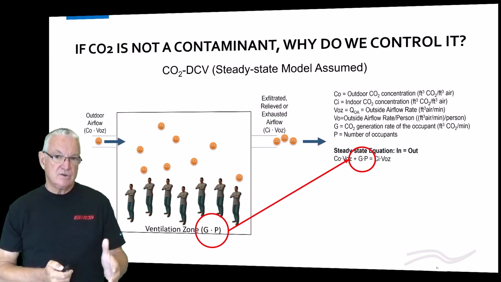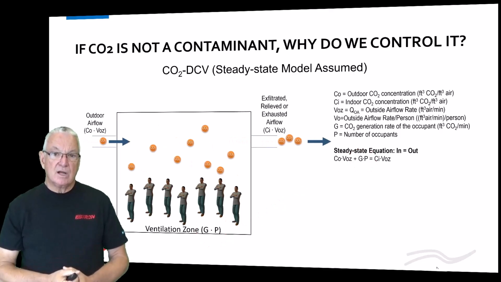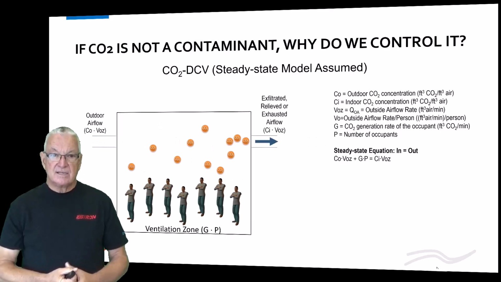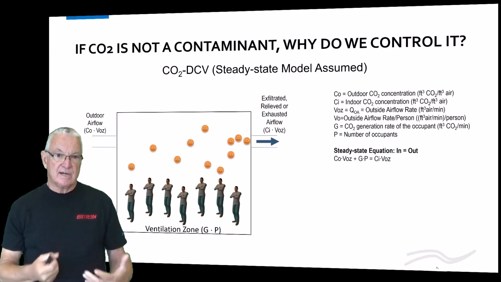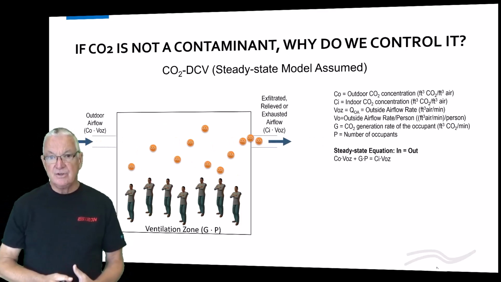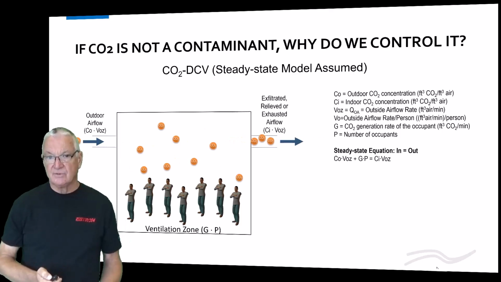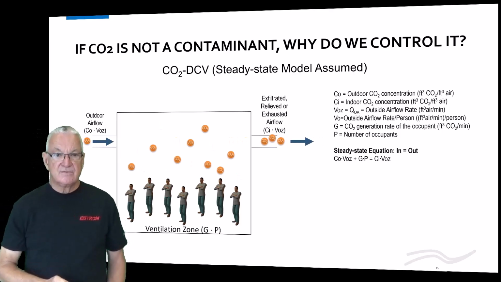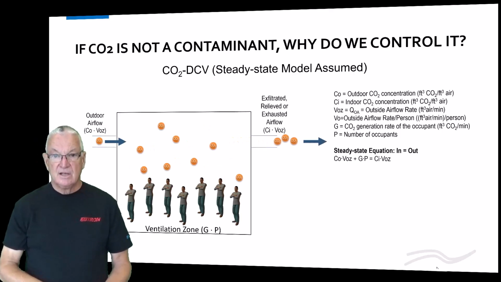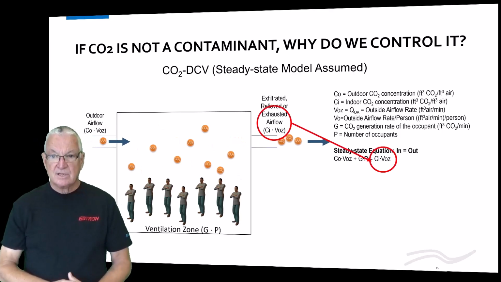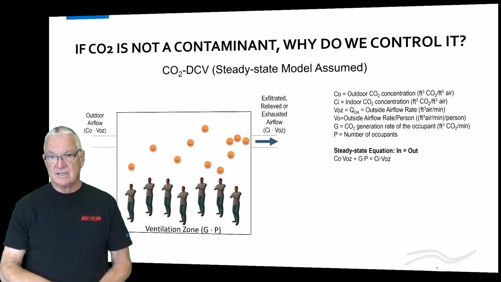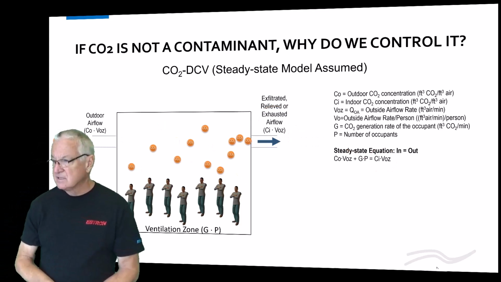So those are the two goes intos, and what goes out of that space is the same rate of outdoor airflow that comes in. It doesn't accumulate, but it's going to go out at the new elevated CO2 level. So instead of CO, we're going to call it CI for the indoor CO2 level. VOZ is going to be the same, so we have CI VOZ. So you basically have an equation there. It's a steady state equation, the ins equal the outs.